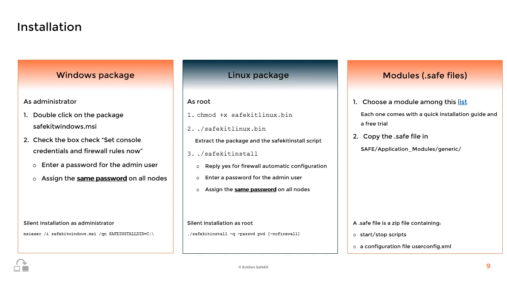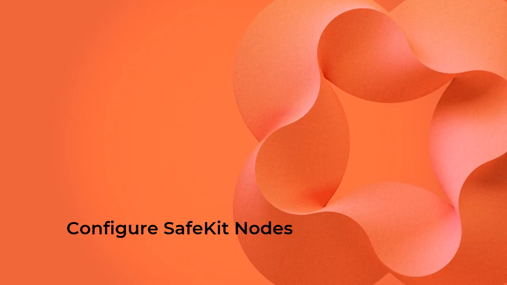First, choose a module from the list provided on the Avidian site. Each module comes with a quick installation guide and a free trial. Once you have selected a module, copy the .safe file to the generic directory. A .safe file is essentially a zip file that contains start and stop scripts, as well as a configuration file named userconfig.xml. Let's now examine how to configure the nodes in a cluster.